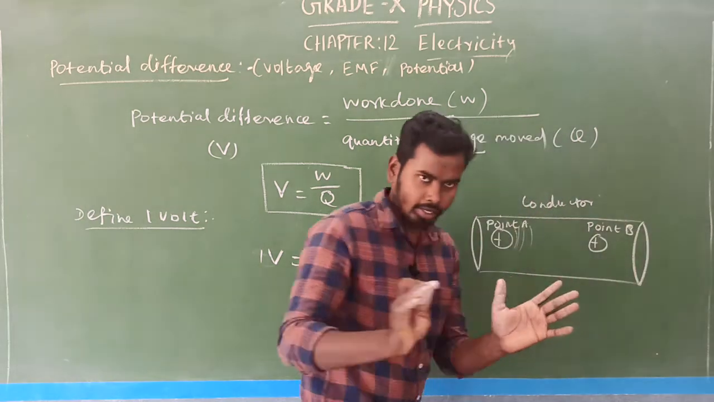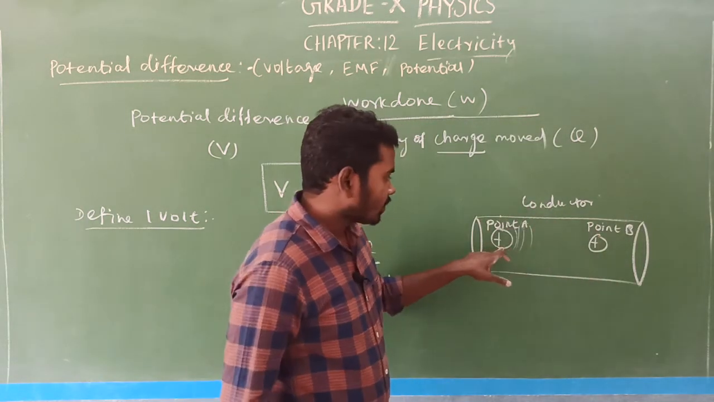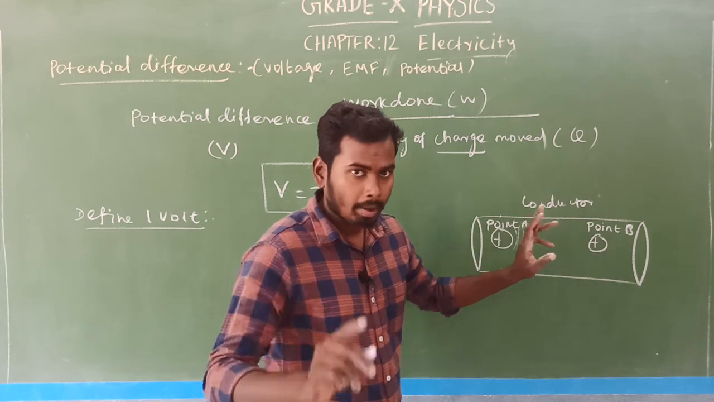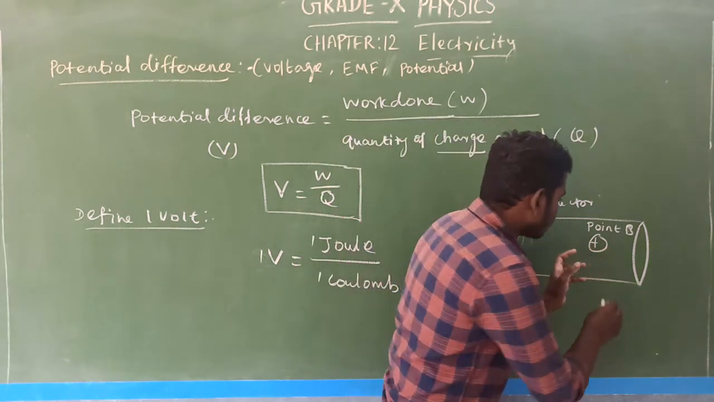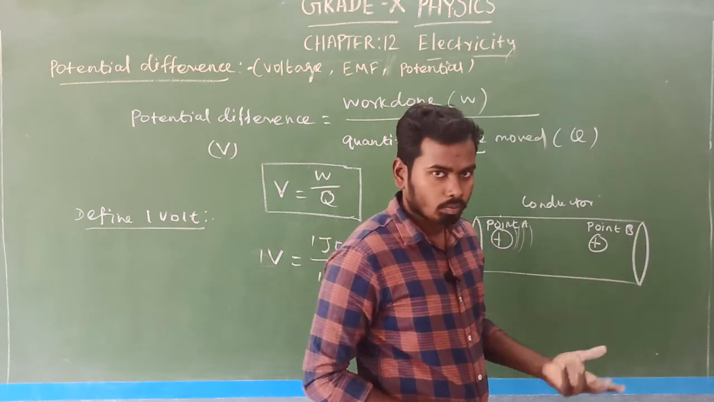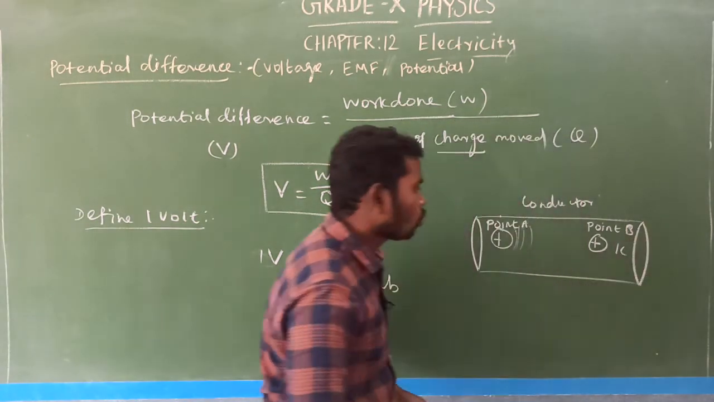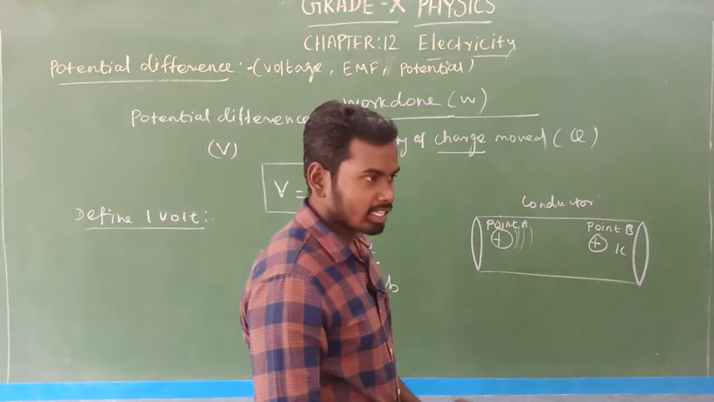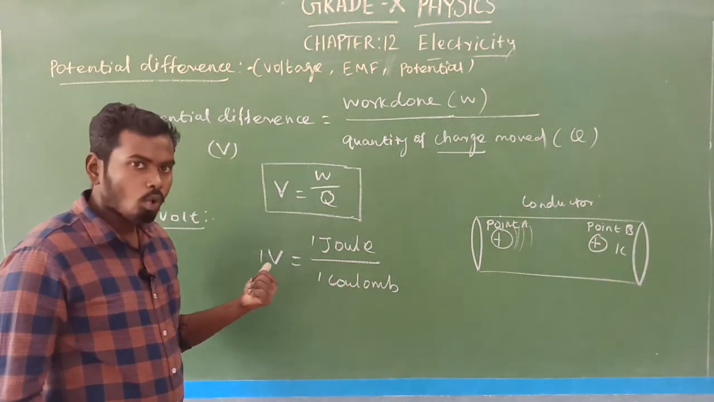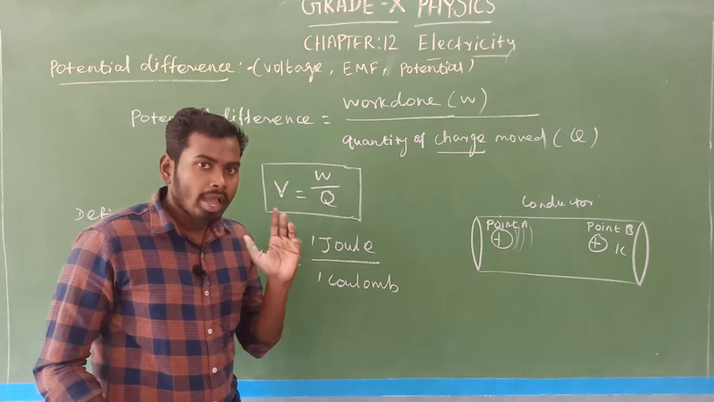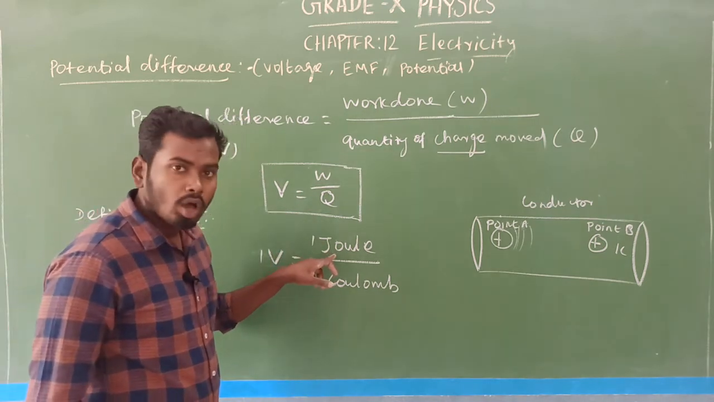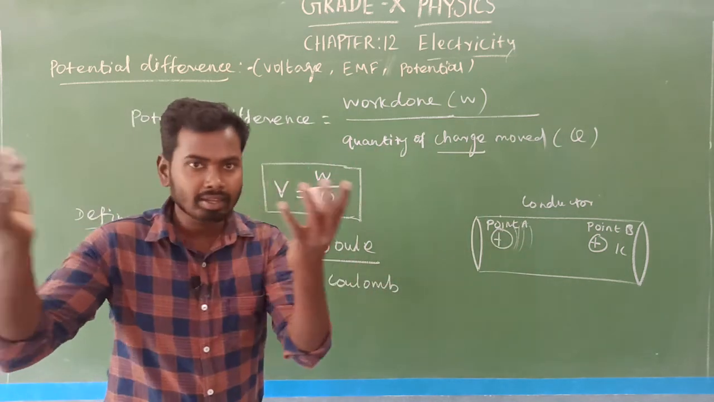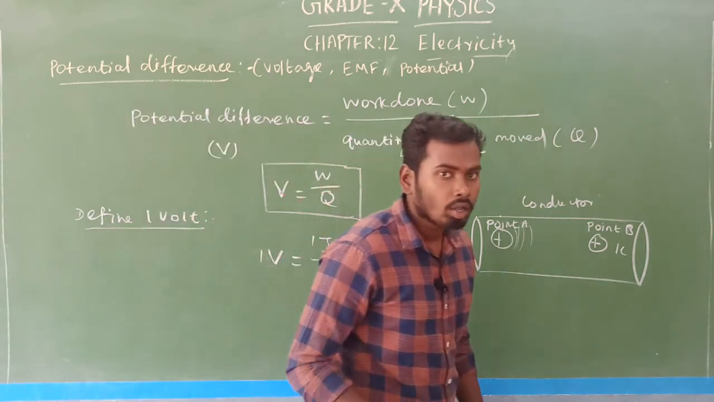Very easy. Consider the conductor, with a test positive charge placed at point A and another charge placed at point B. Consider this not a single point, but 1 coulomb of charge at point A and 1 coulomb of charge at point B. So what is 1 volt? 1 volt means the potential difference is 1 volt if 1 joule of work is done to bring 1 coulomb of charge from one point to another point. It's called 1 volt. Is it clear?